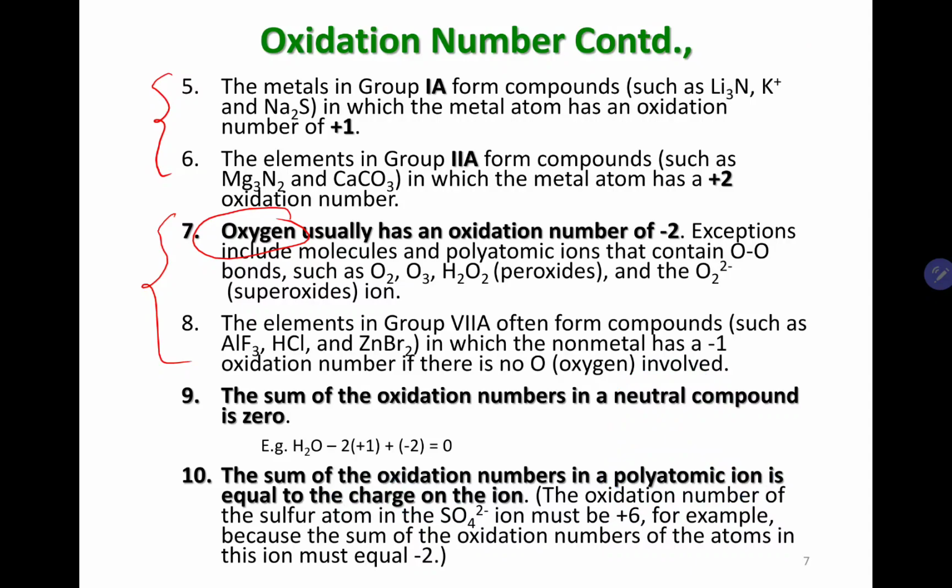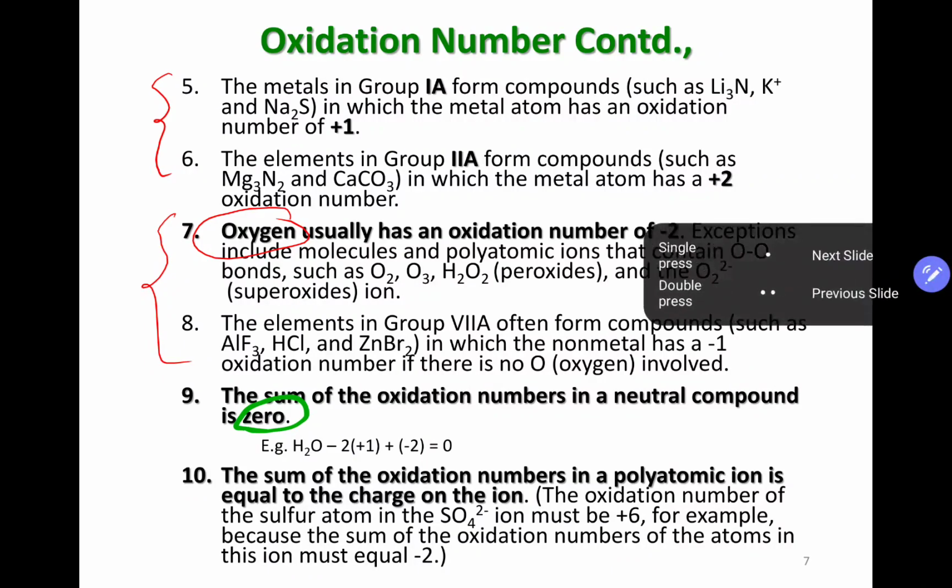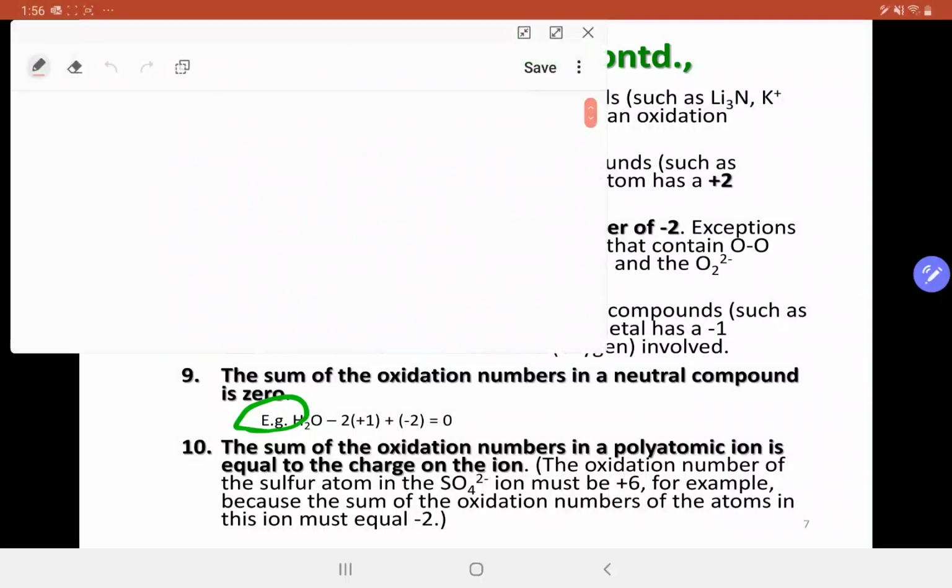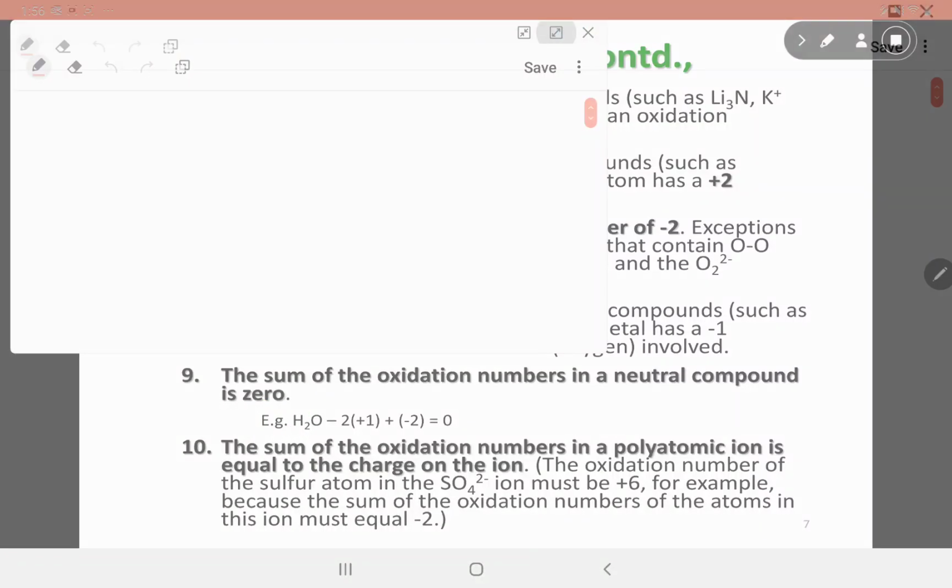So according to rule number 9, the sum of oxidation numbers in a neutral compound is 0. Here is an example. So you already know about water. Okay, let me take a whole new notepad. Let's discuss this in more detail, shall we?